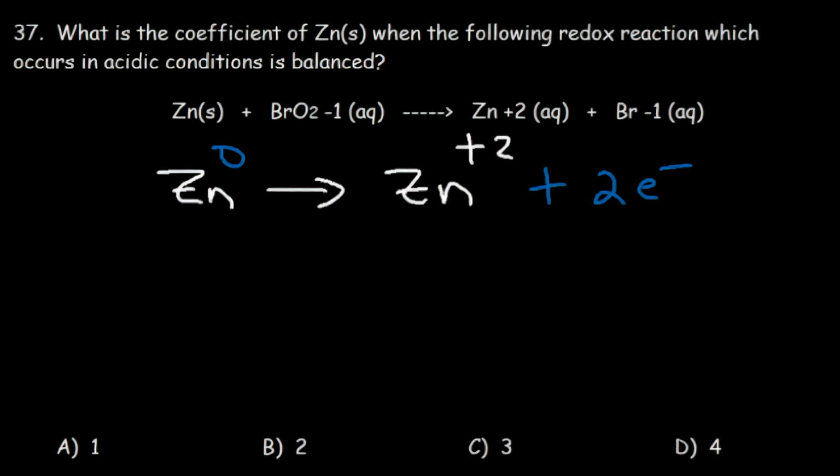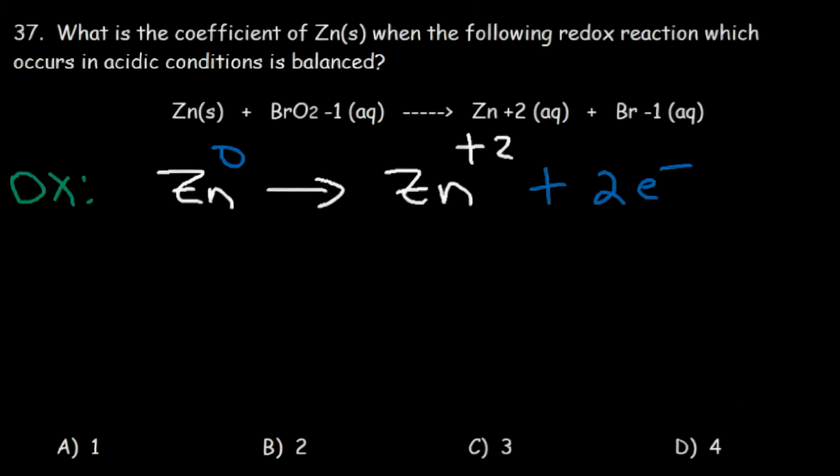So if we add up all the charges on the right, plus 2 and 2 times negative 1, which is negative 2, positive 2 and negative 2 adds up to 0, which is equal to the net charge on the left. So the charges are balanced. This half reaction is known as an oxidation half reaction because the oxidation state was increased from 0 to plus 2. Also, there was a loss of 2 electrons. Whenever the electrons are on the right side, it's an oxidation half reaction. If the electrons are on the left side, it's a reduction half reaction.